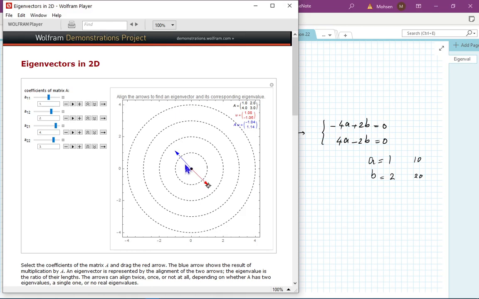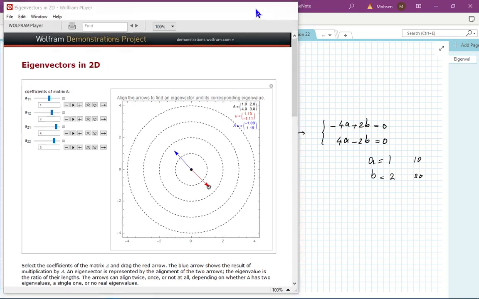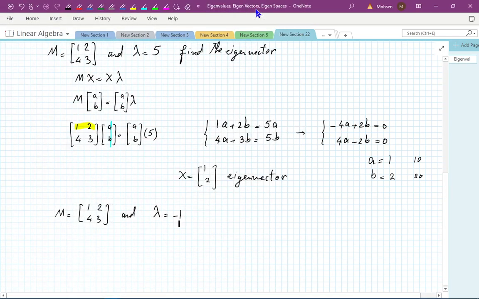So my input flips to the other side. Both of them are on the same line. Well, this is an experimental way of finding it. You go around until things line up. But how do you do it by computation? Well, that's what we are learning. So lambda is equal to -1. Find the eigenvector.